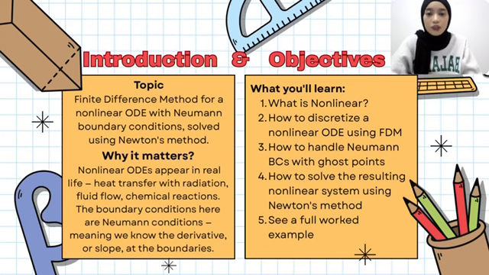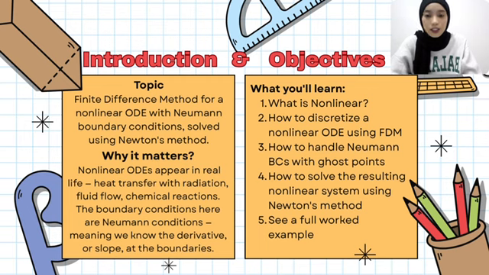Before diving into the mathematics, let's establish why this matters. In real-world engineering and physics, systems are rarely perfectly linear. Nonlinear ODEs are essential for modeling complex phenomena like heat transfer involving radiation, advanced fluid flow, and chemical reaction rates. Furthermore, instead of knowing fixed values at the edges, we often only know the flux or slope, which is exactly what Neumann boundary conditions represent.